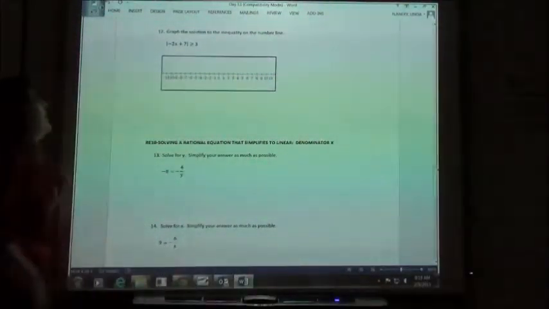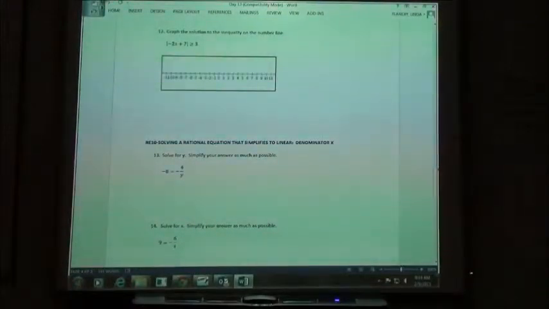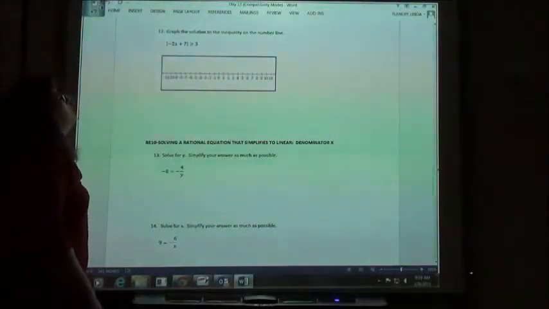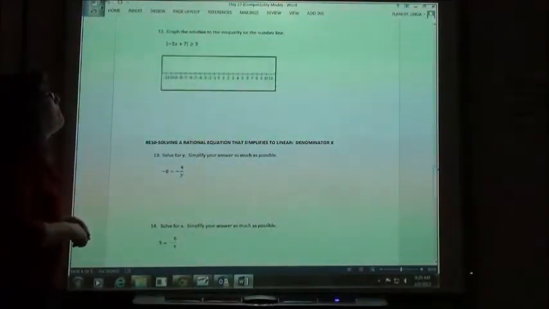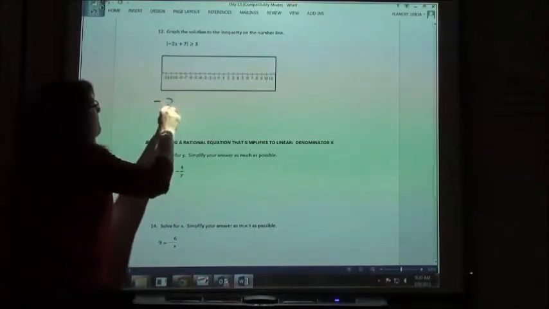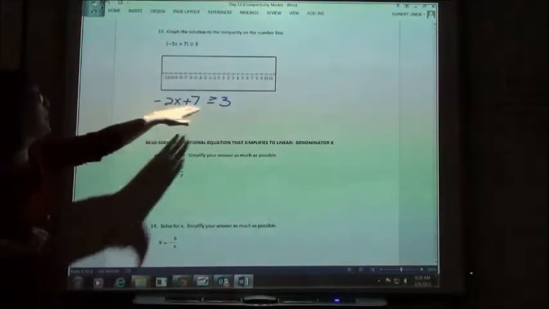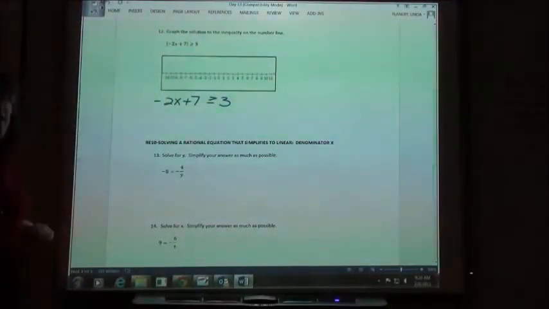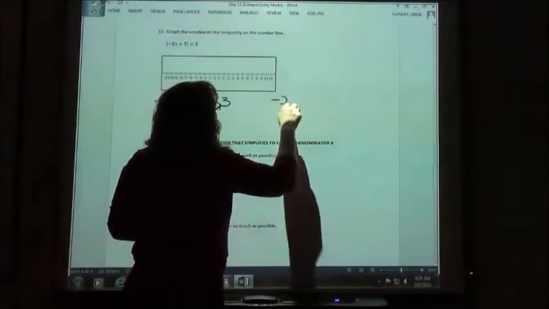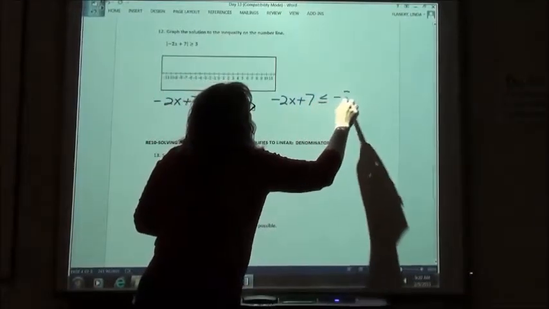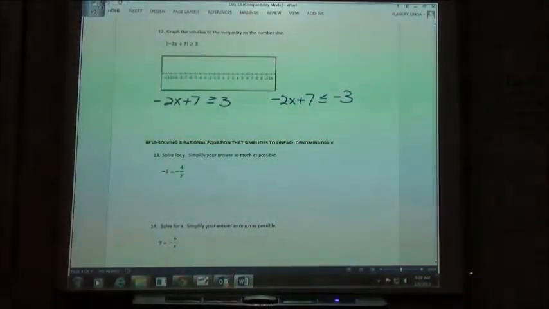Number 12. If I have the absolute value of negative 2x plus 7 is greater than or equal to 3, what should my two problems be? Negative 2x plus 7 is greater than or equal to 3. The same problem, just without the absolute values. And then my second problem should be negative 2x plus 7 is less than or equal to negative 3, flipping my inequality and then changing the sign.